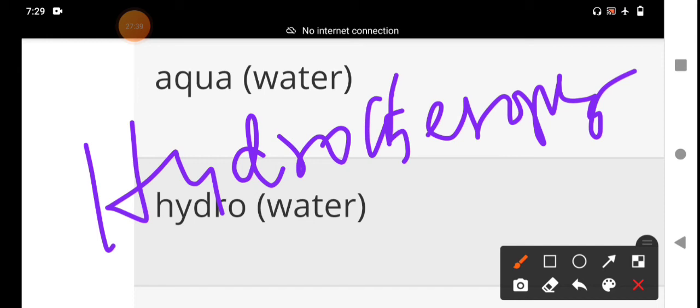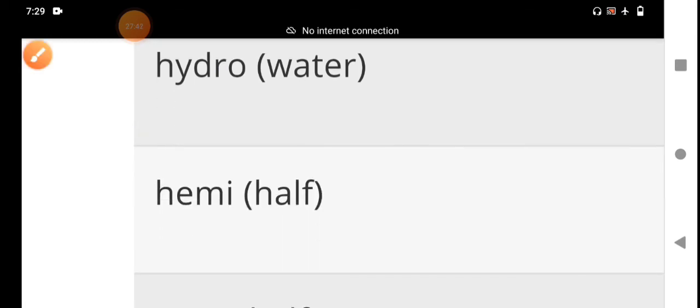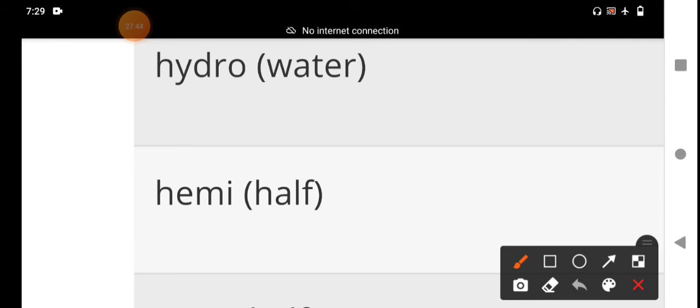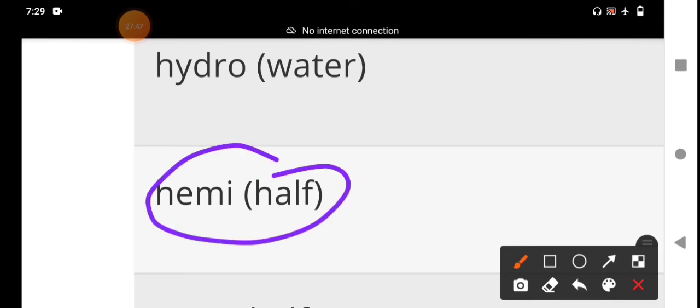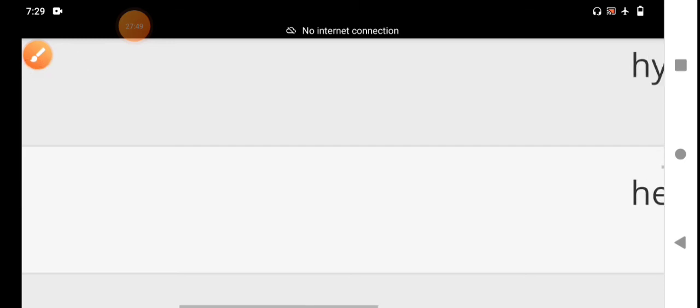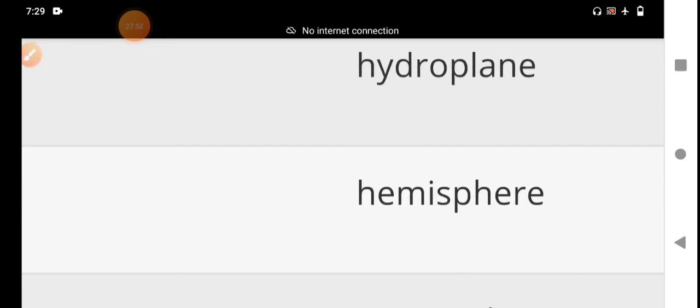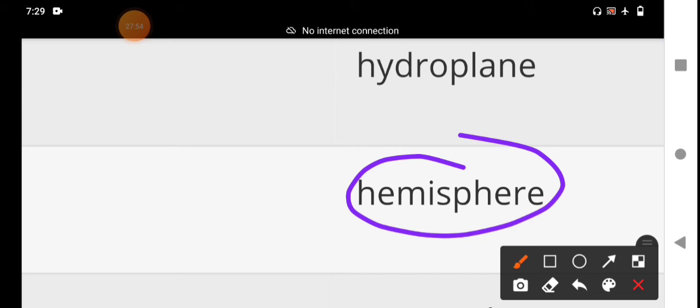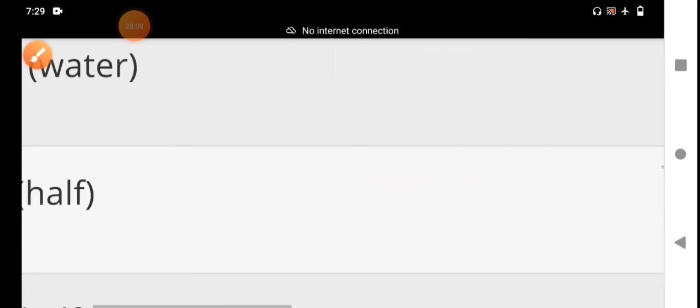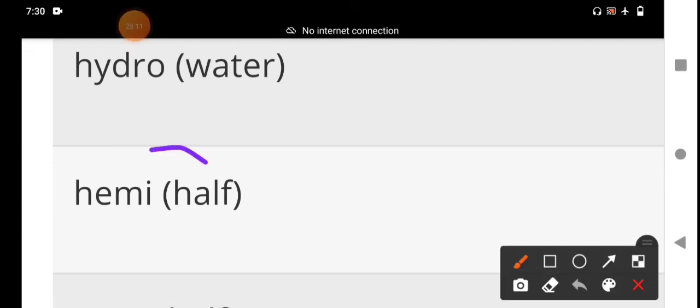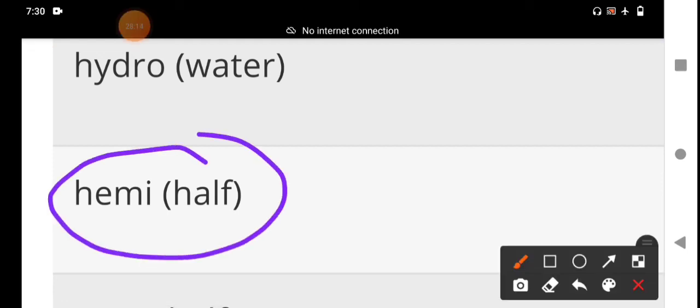Okay, next we move on to the next word. Hemi. Hemi means half. What is the word? Hemisphere. The given word is hemisphere. Hemisphere means half of the earth as divided by the equator. Hemisphere, half of the earth on the globe. That is the hemisphere. Then we go to other related words with the root word hemi.